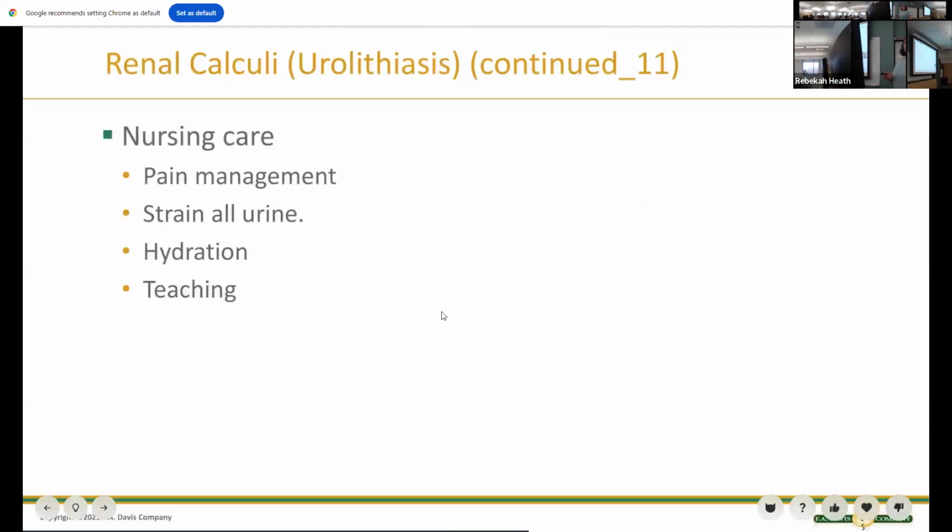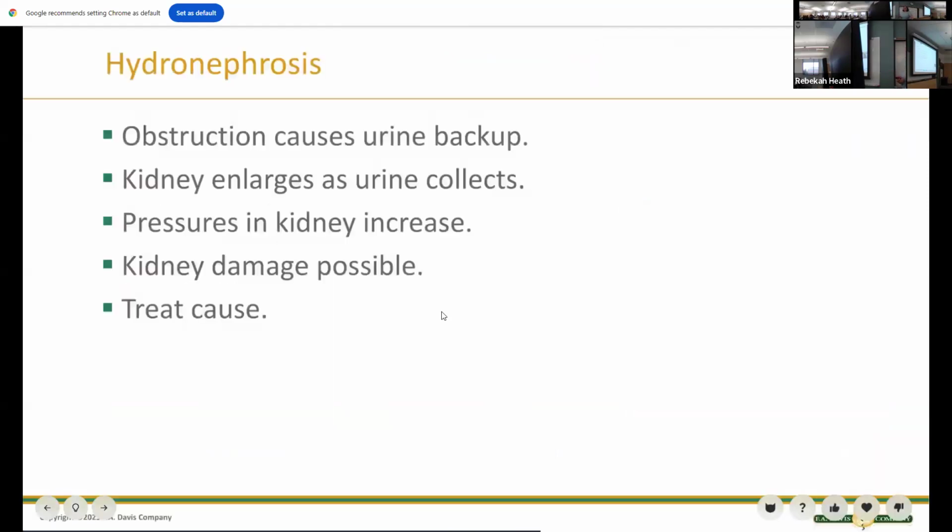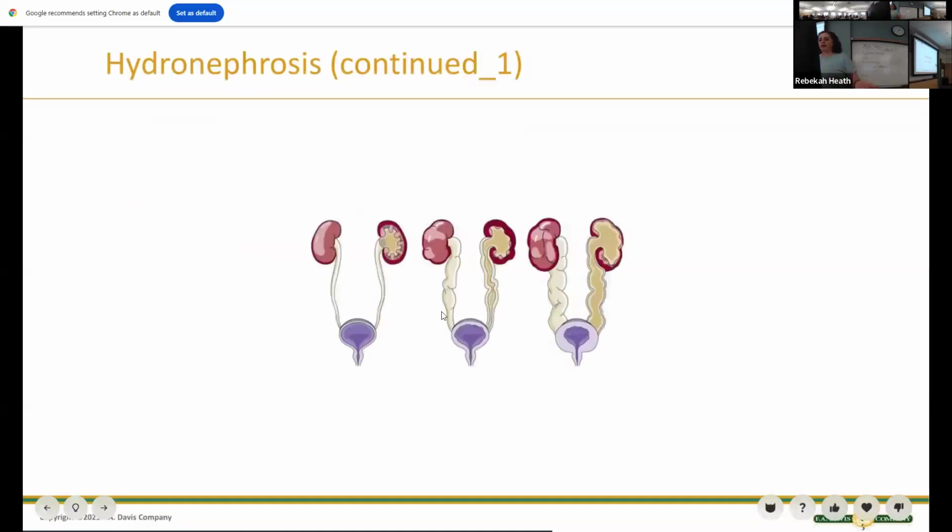All right, moving on. So we talked about this already. So hydronephrosis, we talked about this a little bit. This is where the nephrostomy tube is at. All right, so we talked about the urine backs up, enlarges the kidney, gets swollen, causes pressure, could cause damage. So we want to treat the cause of it.